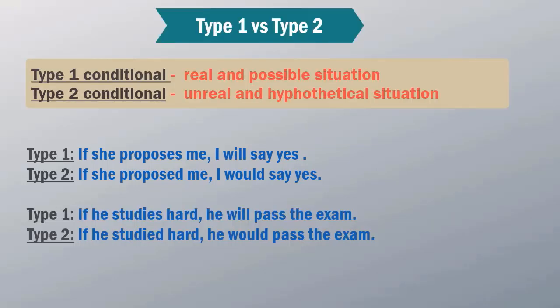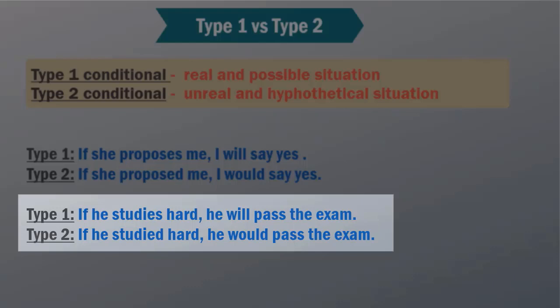You can look at one more example. If he studies hard, he will pass the exam. If he studied hard, he would pass the exam. If he studies hard, he's gonna do it. There are chances he's gonna do it. If he studied hard, he's not gonna do it. I know him. He's not going to study hard. So that is just an imagination. It is not gonna happen.